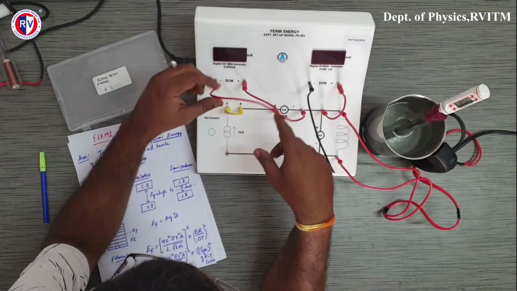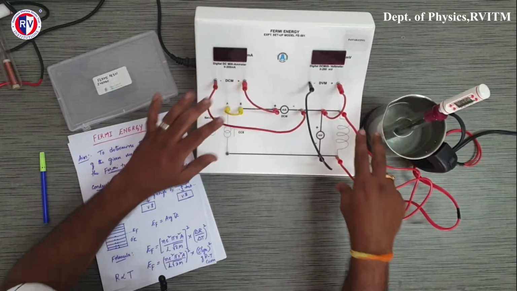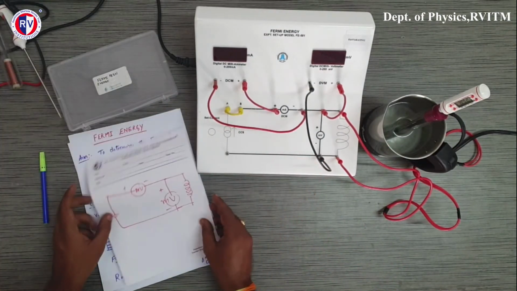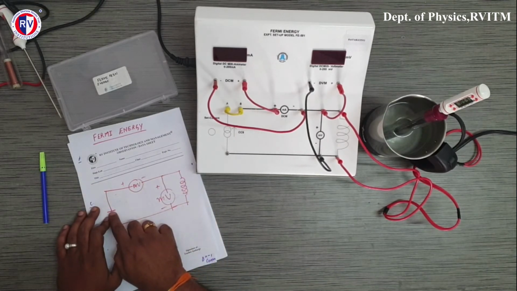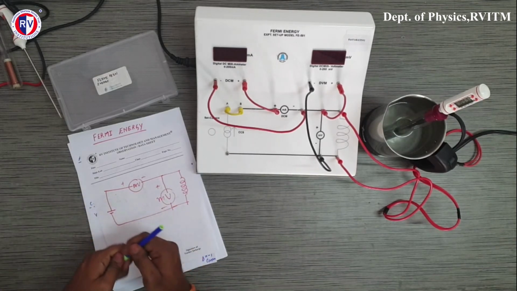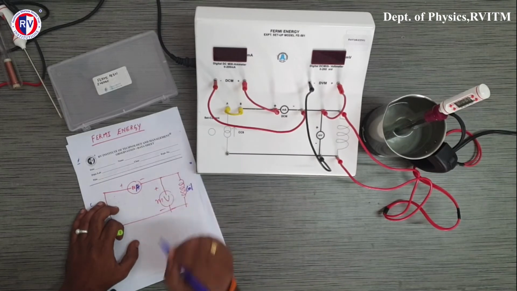The four connections are very important: the source, milliammeter, millivoltmeter, and the coil. Now the circuit is complete. The circuit can also be seen like this: we have a constant current source, a milliammeter, a millivoltmeter, and this is the coil.